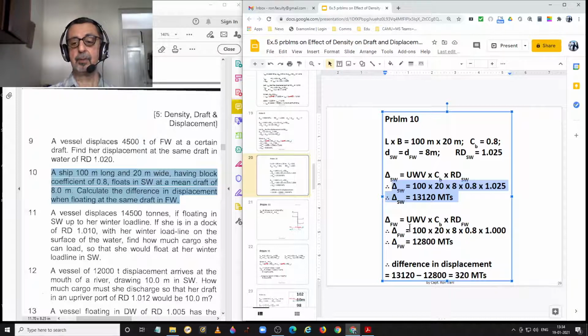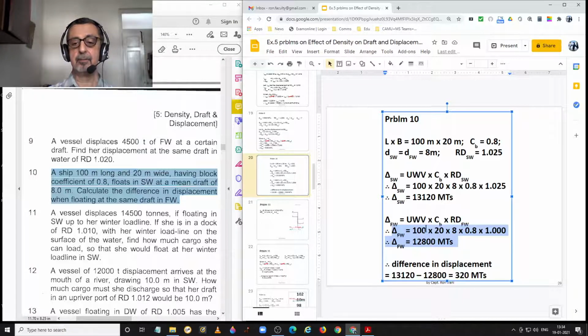Now she is floating at the same draft in fresh water. Therefore, displacement in fresh water is equal to length into breadth into draft, which is also 8 meters, multiplied by block coefficient 0.8 multiplied by the relative density of fresh water 1, thus giving us displacement in fresh water equal to 12,800 metric tons.